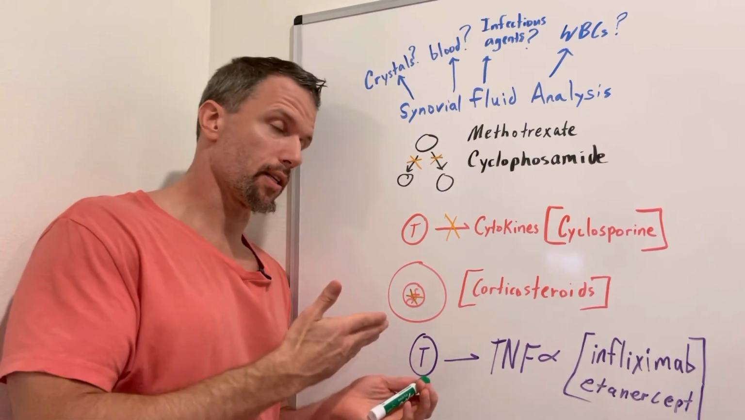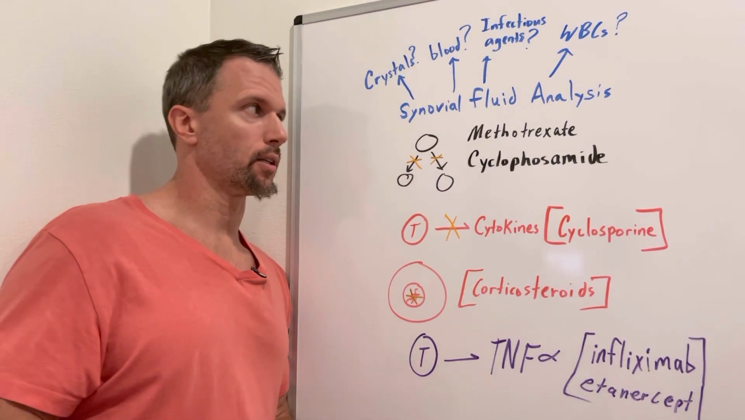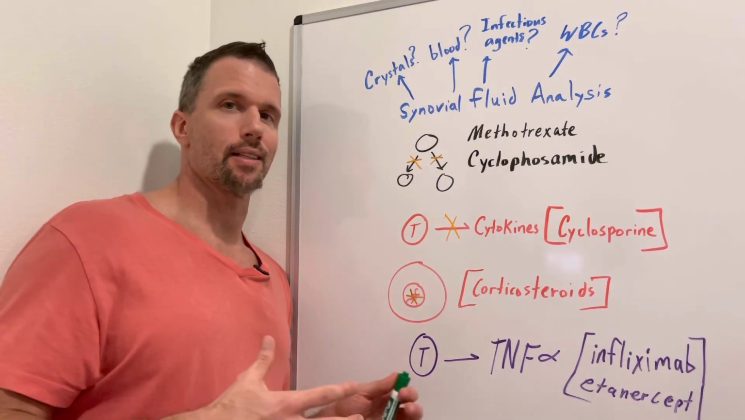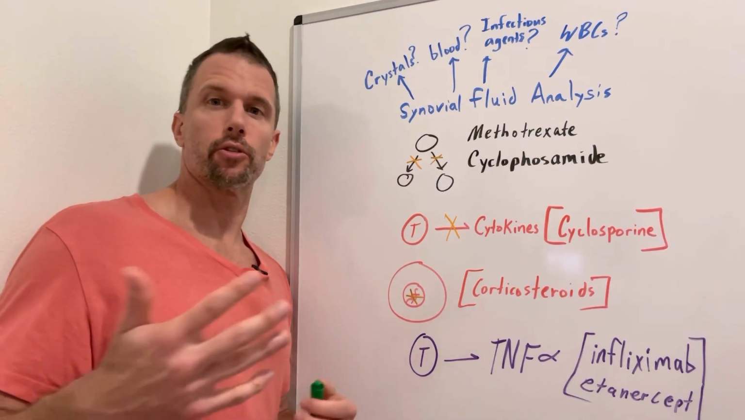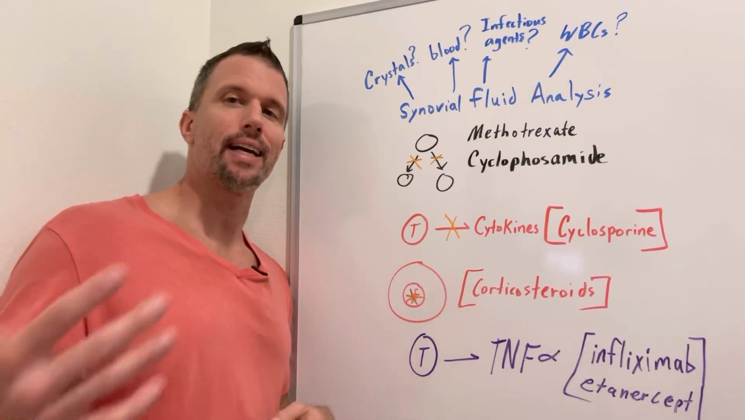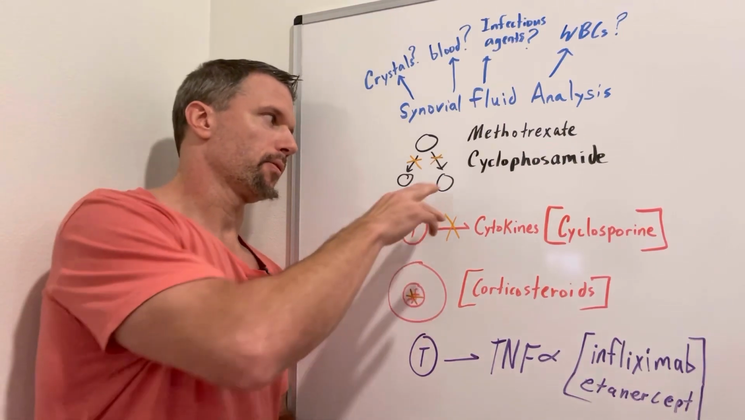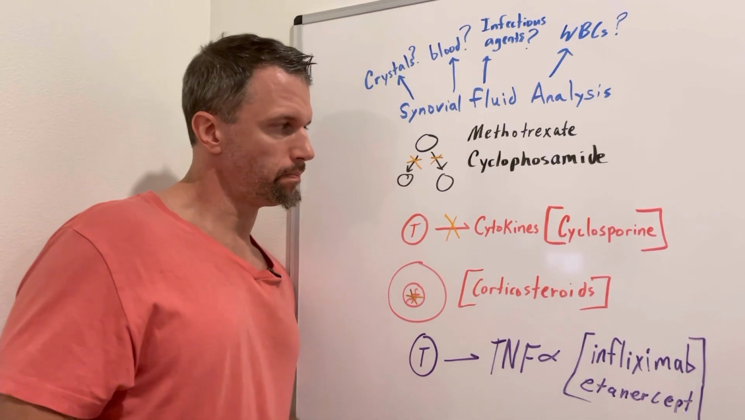Cyclophosphamide, which also does this and is also an anti-cancer drug, is considered a nitrogen mustard drug, an alkylating agent, and it's going to prevent this division as well.